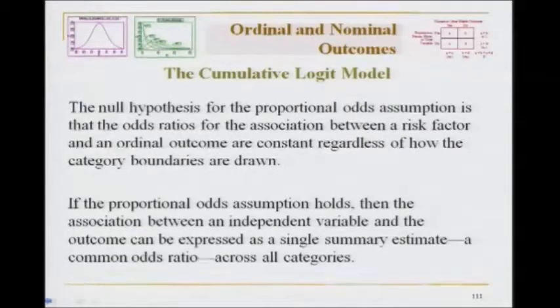We looked at one example of the score test, and we'll look at some more. Just be aware that the hypothesis is stated that the odds ratios for the association between a risk factor and an ordinal outcome are constant, regardless of how the category boundaries are drawn. This is just more formally stated than what I've been saying to you anyway.